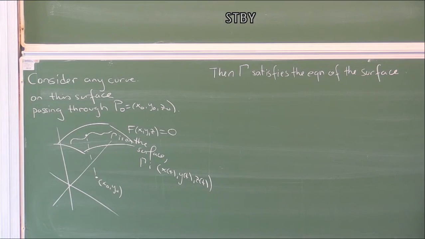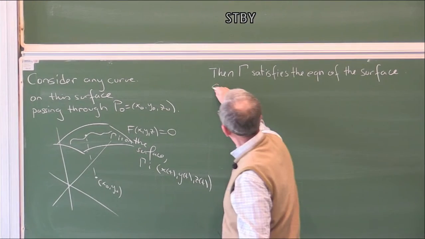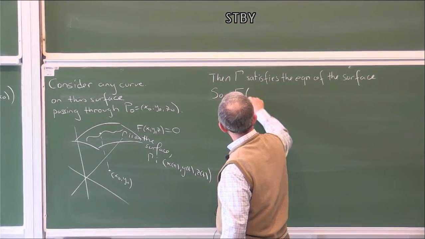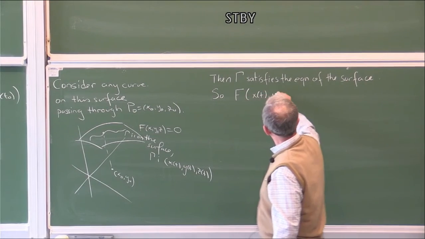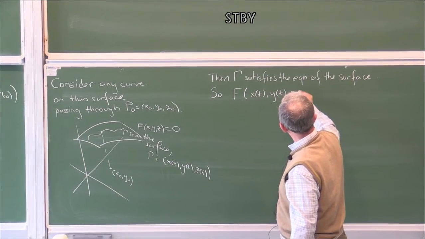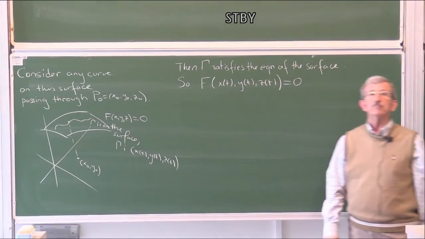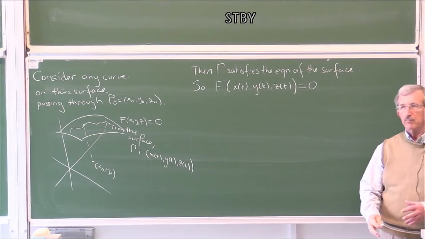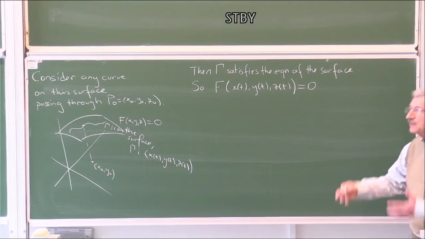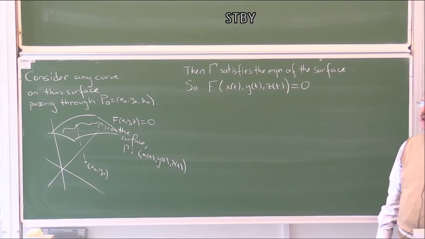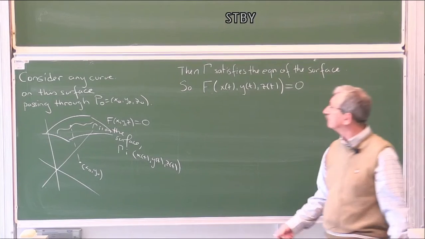Okay. In other words, we have this: F of x of t, y of t, z of t is 0 for every t. Now, if this is true and F is differentiable, then we can differentiate.